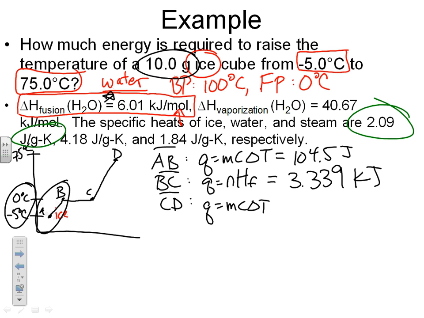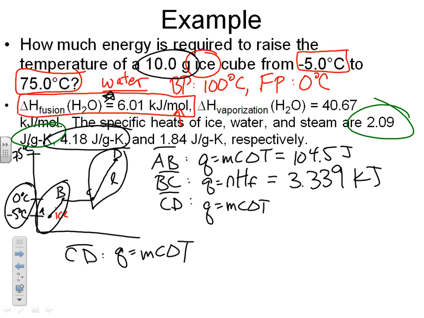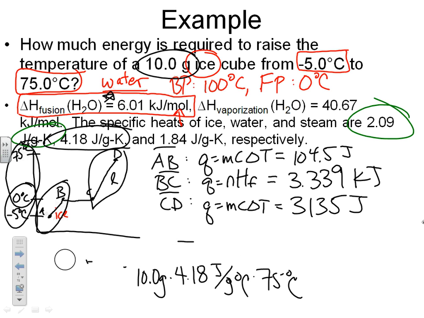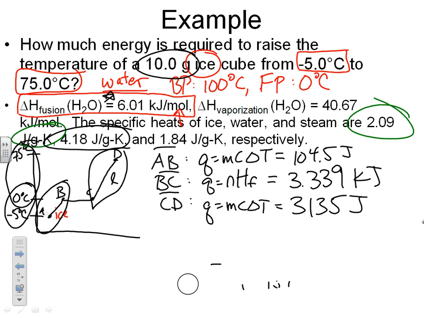All right, and last one is CD, which is just Q equals MC delta T, but for a different segment. So this is the liquid segment, so now we are going to use the 4.18 joules per gram degree Kelvin. So mass of the water, again, is 10 grams. Specific heat of the liquid is not the same as the specific heat of the solid. And the delta T for this segment, 75 to 0, so 75 degrees Celsius. So simply doing that math out, multiplying 10 times 4.18 times 75, I get 3,135 joules.